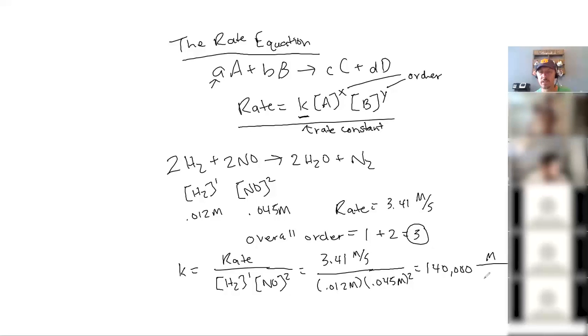On the bottom, we've got seconds, which should really be a lowercase s. I kind of wrote it like a big S. Lowercase s, and molarity times molarity squared. So molarity cubed on the bottom, all right? And if we reduce it down, the 3 is going to become a 2. And so our final answer is going to be 140,000 with a unit of 1 over second molarity squared.